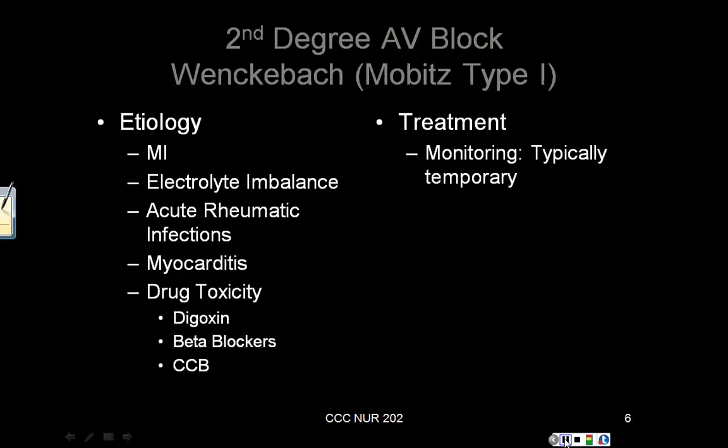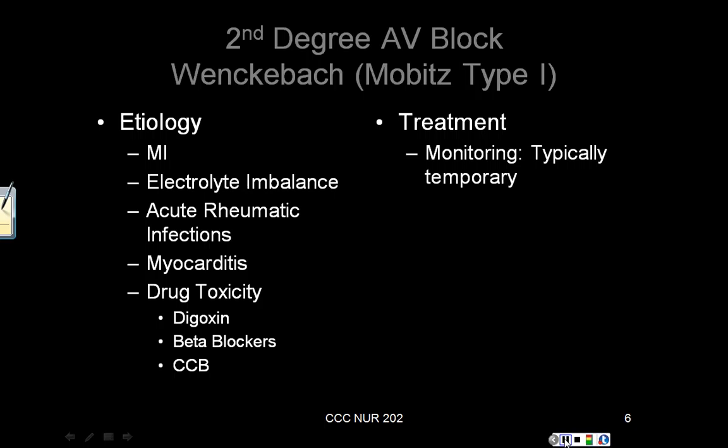So let's talk about another type of heart block which can progress into the Mobitz 2 but typically does not require pacing, but I do want you to know about, and that's called the second degree AV block, Wenckebach block, or Mobitz type 1. The etiology of this type of rhythm can be from an MI, electrolyte imbalance, acute rheumatic infections, myocarditis, drug toxicities with medications such as digoxin, beta blockers, or calcium channel blockers.